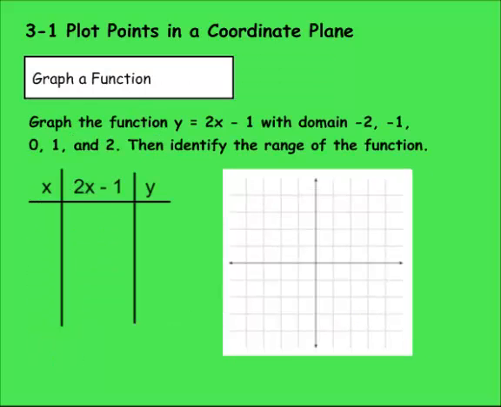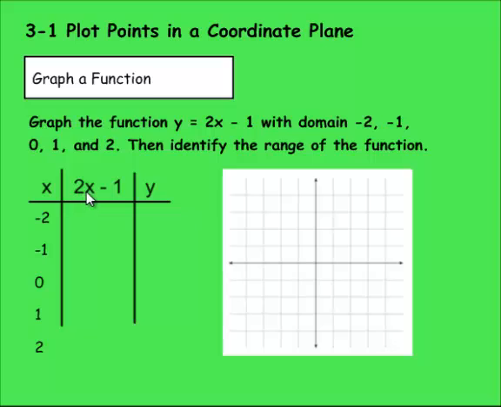Here we actually have to graph a function now. So it tells us to graph the function y equals 2x minus 1 with a domain of -2, -1, 0, 1, and 2, and then identify that range. We've done this before, and we know that domain is the input, or the x, so we put these in for the x's here, -2, -1, 0, 1, and 2. And then this function is what we're doing to that input. So it looks like we're multiplying it times 2, then subtracting 1.